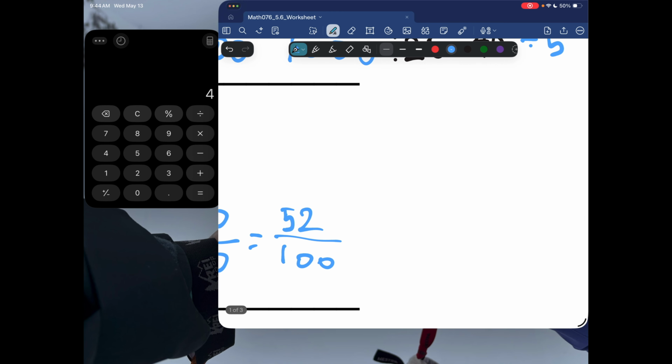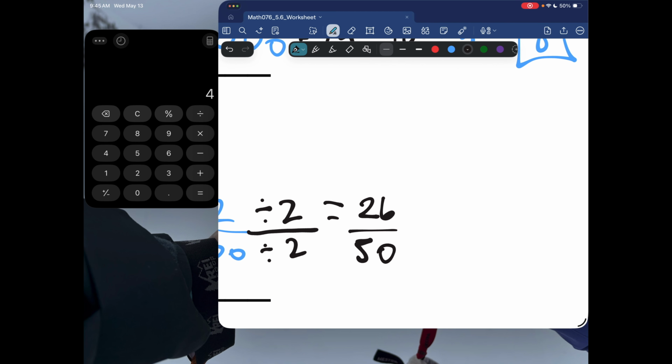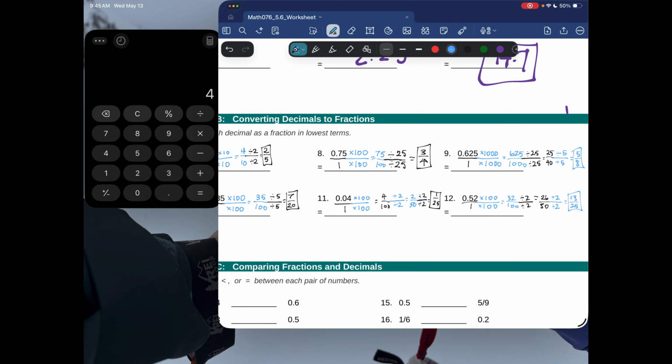What do we notice? Both even. So I am going to divide numerator and denominator by 2 and see what happens. 52 divided by 2 is 26. And 100 divided by 2 is 50. Am I done right here? No, because they are both even. So I'm going to divide numerator and denominator by 2 and see what happens. 26 divided by 2 is 13, and 50 divided by 2 is 25. Great, that's that section right there, okay?